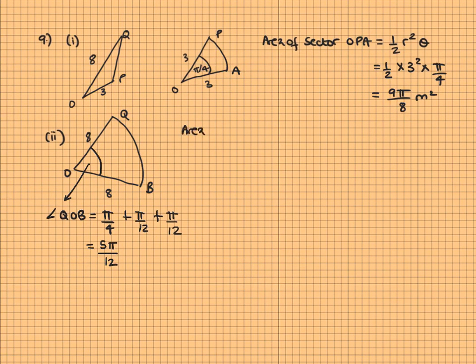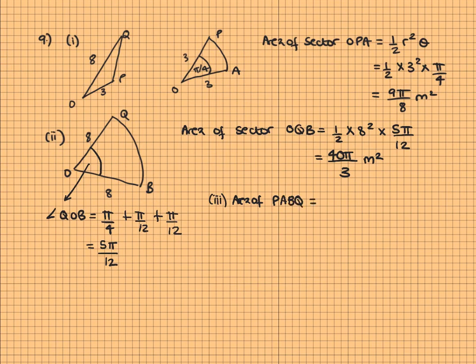So the area of the sector OQB is equal to a half multiplied by 8 squared multiplied by the angle 5 pi by 12, which simplifies down to give us 40 pi over 3 meters squared. Now, for part 3, we have to work out the area of the flower bed, which is the shape PABQ.